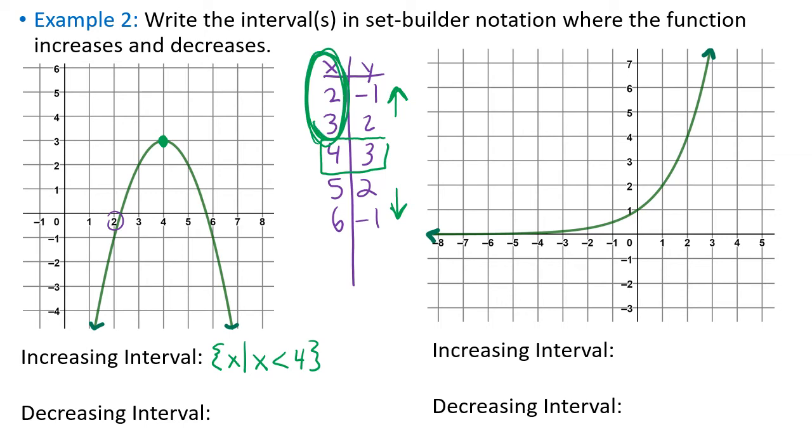Doing the same thing over here for the decreasing interval, where we saw in the y column, we went 3, 2, negative 1, all the values that are greater than 4 is where the y values are decreasing. So any value greater than 4 is where the graph decreases. So x has to be greater than 4. I'm going to do one more about this. Actually, no, let's move on.